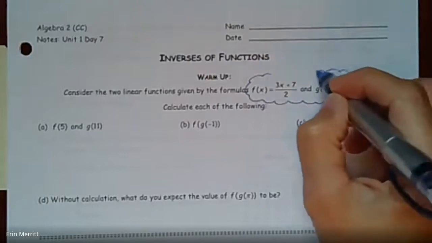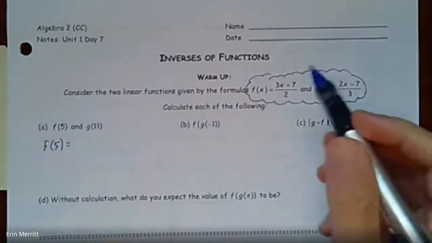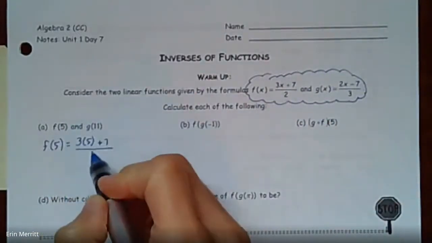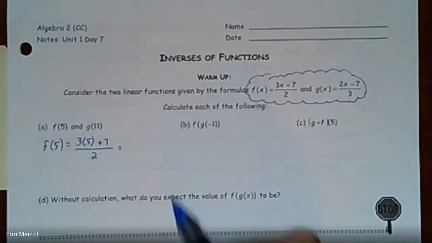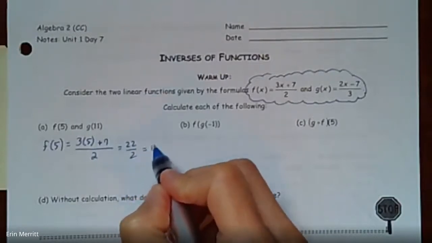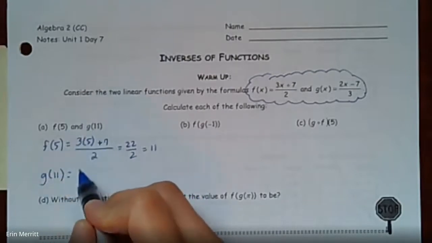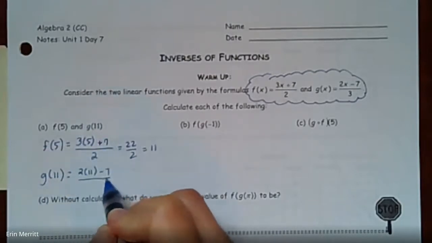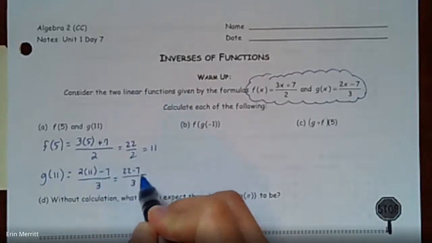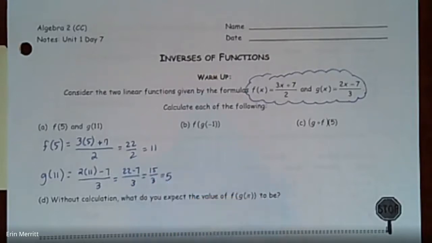So it just asks you to evaluate. So f of 5, if you plug in 5 here, we get (3 times 5 plus 7) over 2. So you're just evaluating. So 15 plus 7, that's going to give us 22. Over 2, you should get 11. Then it asks you to calculate g of 11. All right, if we plug in 11, we get (2 times 11 minus 7) over 3. So that's 22 minus 7, which is going to bring us back down to 15. And then the answer is 5.